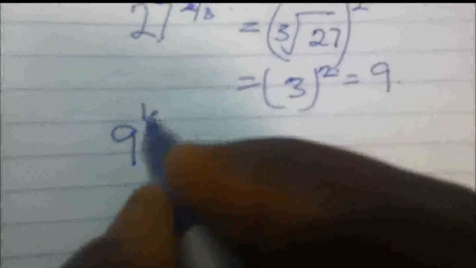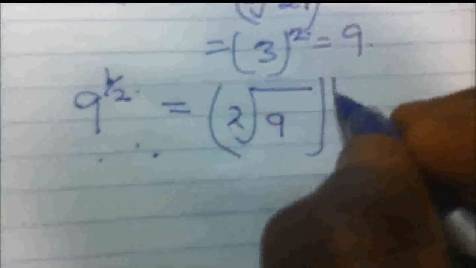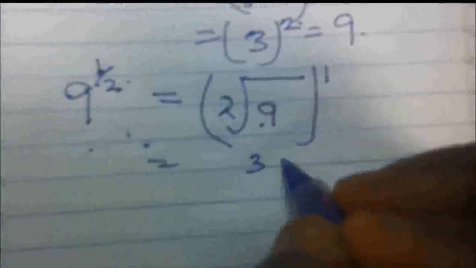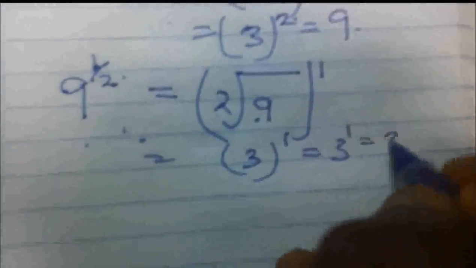Another example, if we have a number like 9 raised to power 1 over 2. You can see that the denominator is 2. That means we have to find the square root of 9. Then we raise it to the power of 1. So we have square root of 9, all raised to the power of 1. The square root of 9, which is 3, then raised to power 1. And that is going to give us 3 raised to power 1, which is still 3.